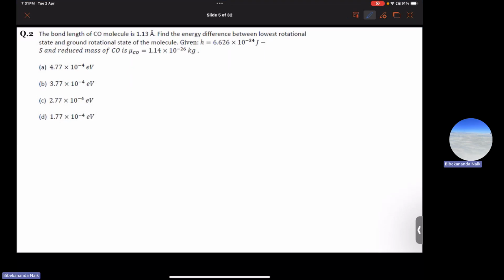Okay, so let's solve this question. The question says the bond length is given and the reduced mass of the molecule is also given. We need to find out the energy difference between the two levels. Similar to the previous question, we know the energy values are given by h square divided by 8 pi square I, J into J plus 1.